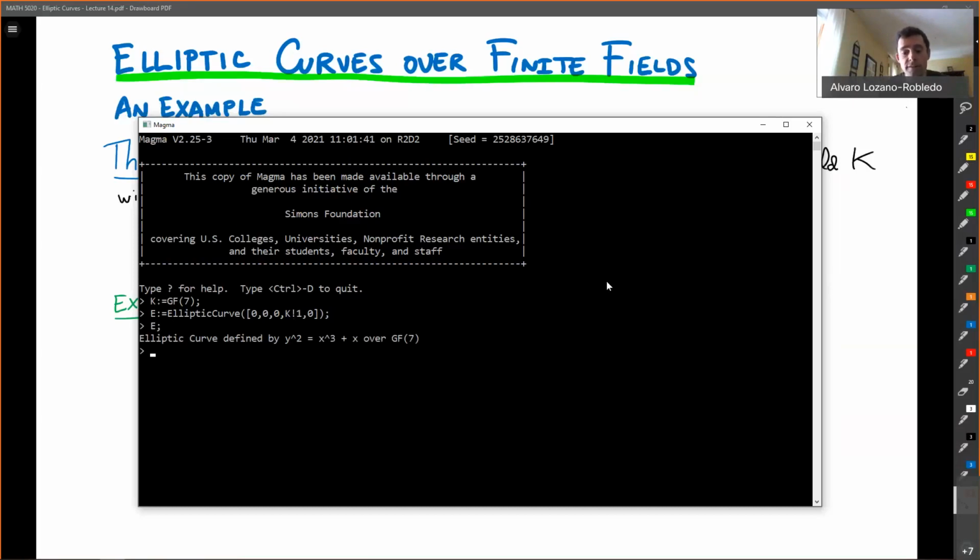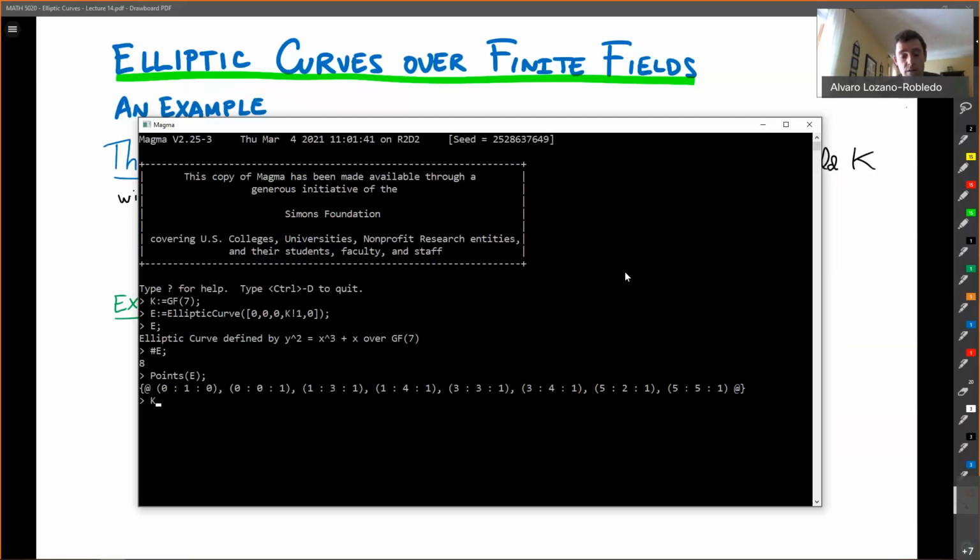So there it is. And then you can do things like ask how many points are there on E? There are 8 points in this case. How many were we expecting? We were expecting 7 plus 1. So it is another case where the number is right on. It's exactly 8. You can actually find all the points on E, and here are all the points. Those are points in projective coordinates for E.